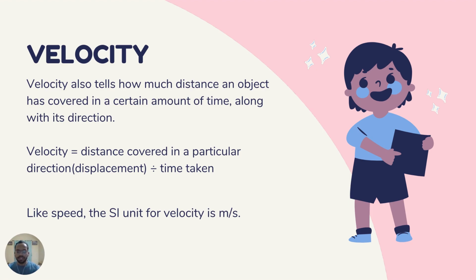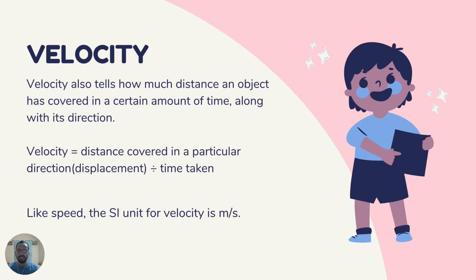The formula of velocity is distance covered in a particular direction, or displacement, divided by time taken. Here we can see there is something called displacement. What is displacement? Suppose right now you go to the next room and come back to your room. You have covered a distance, right? So you have speed. But have you displaced? No, you have not, because you are at your previous position. Hence, the displacement is zero.